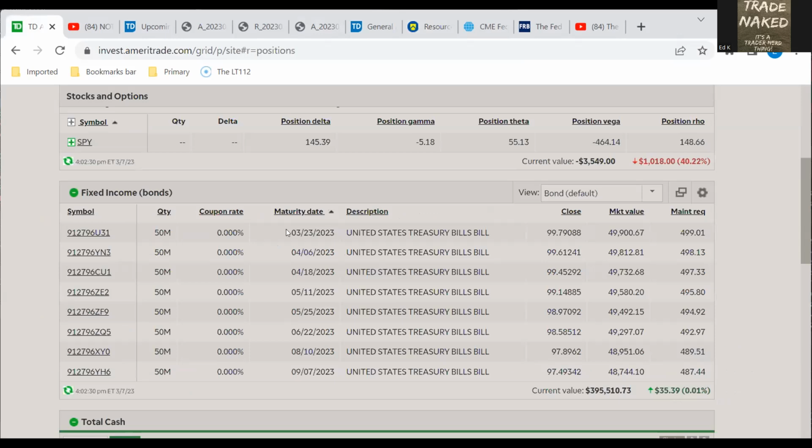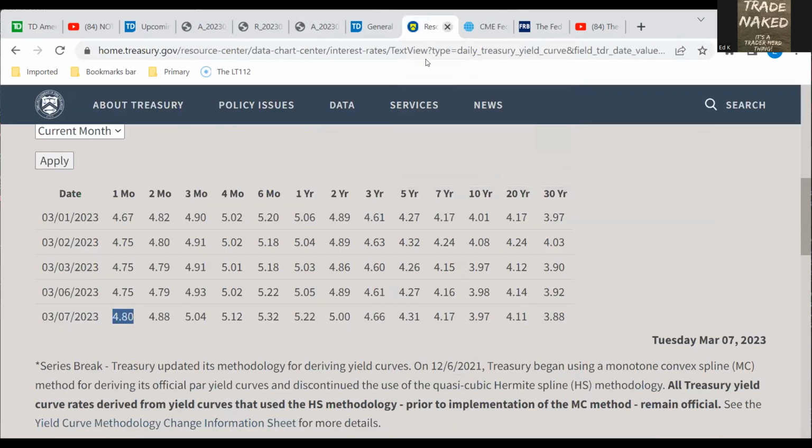Because I have this ladder set up, when this one matures, I've got another one that's maturing in 2 weeks, and another one that matures 2 weeks after that. I don't need a 1 month T-bill. I already got a bunch maturing, so I can push that maturing one way out. Right now I'm going out 6 months, because 532 minus 480 is 0.52. I can earn 0.5% more just by going out 6 months instead of 1.